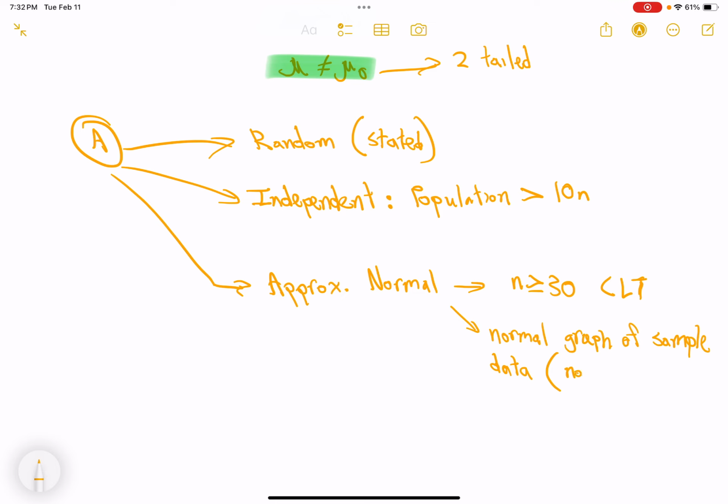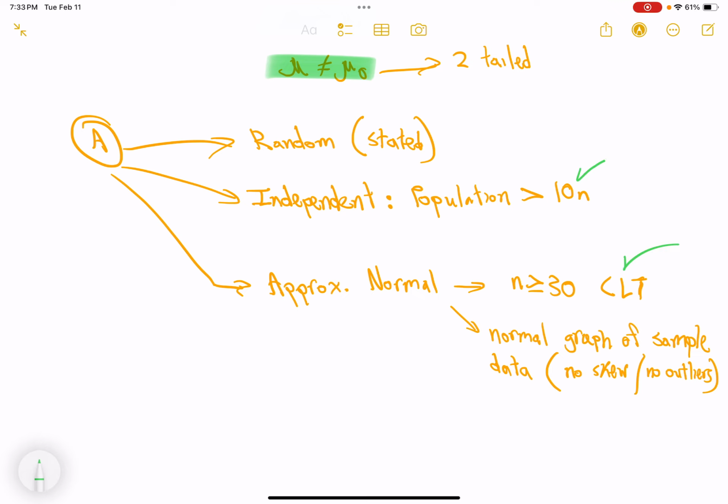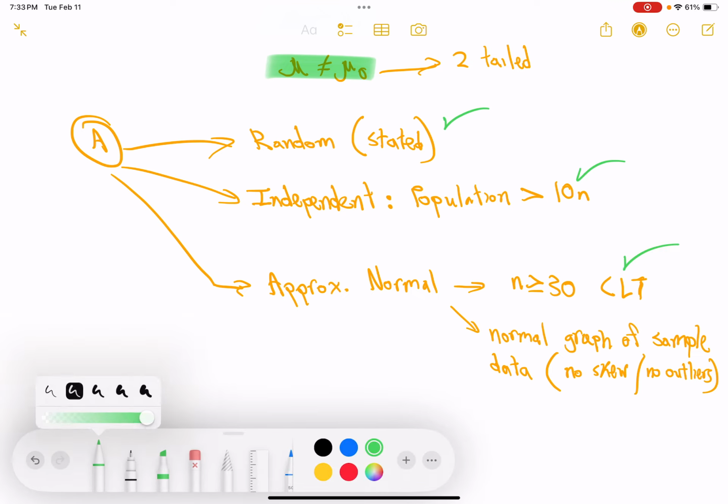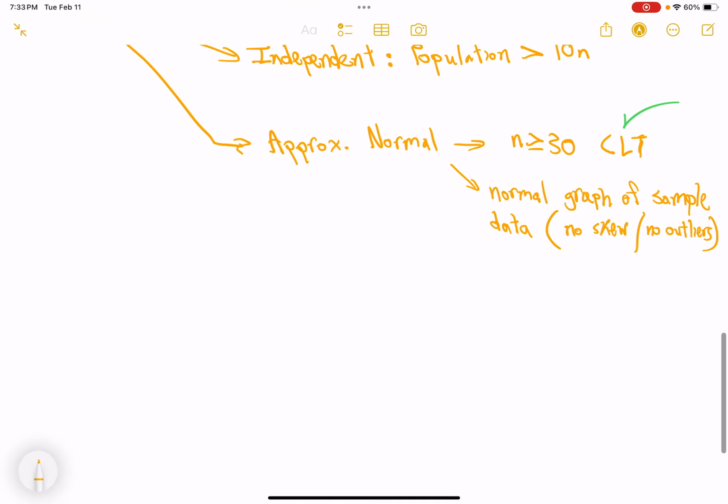Right? No skew, no outliers. And that will ensure for us that we indeed have a normally distributed situation, and we can start doing our work. So let's presume that, just as always, we've gotten a checkaroo, and a checkaroo, and we are set to roll. Back to orange. We've hit our assumptions.